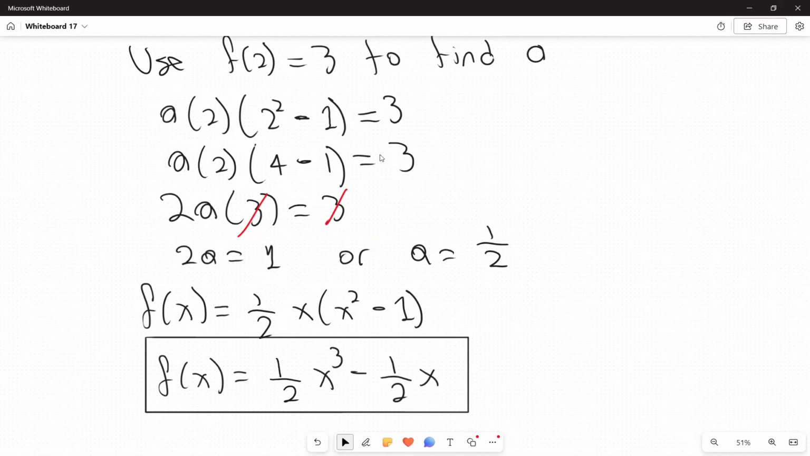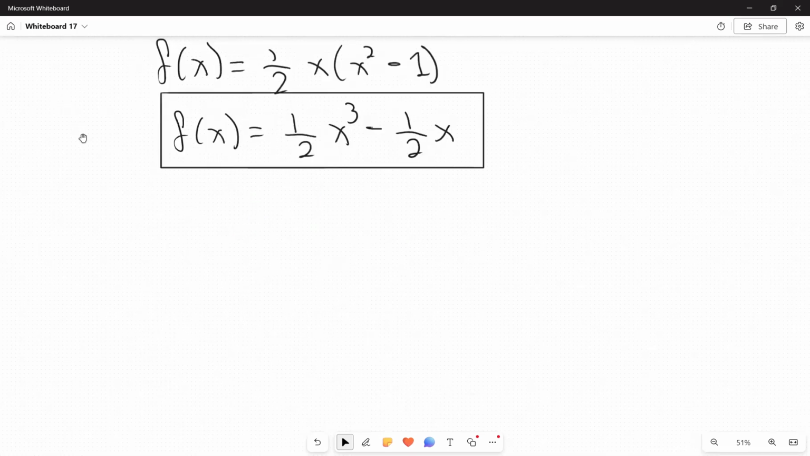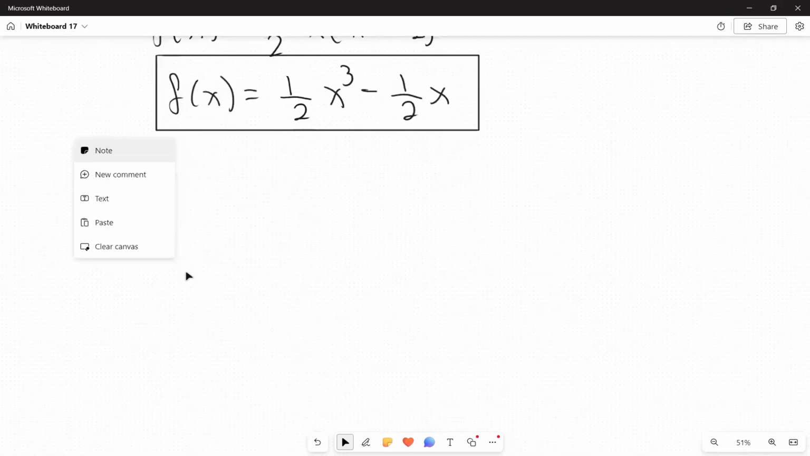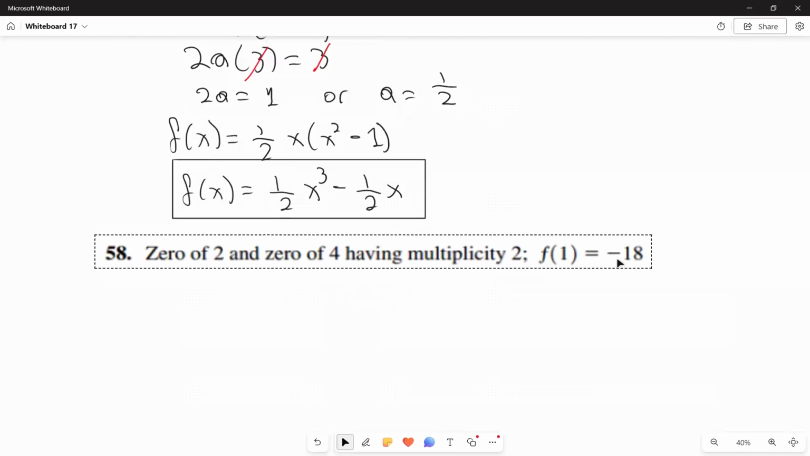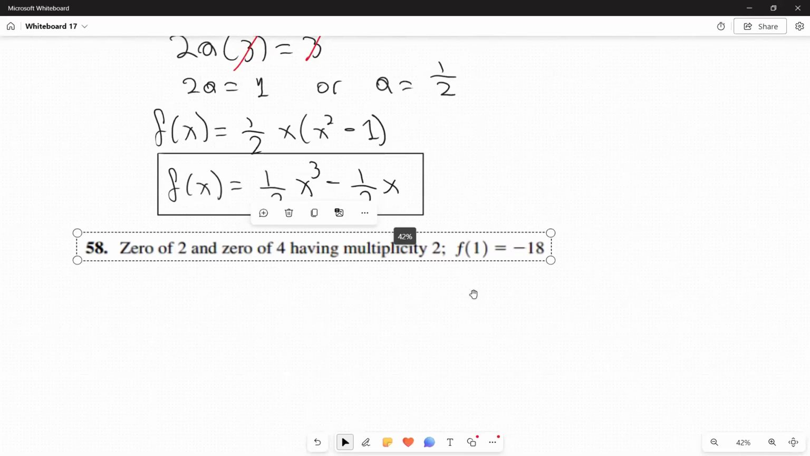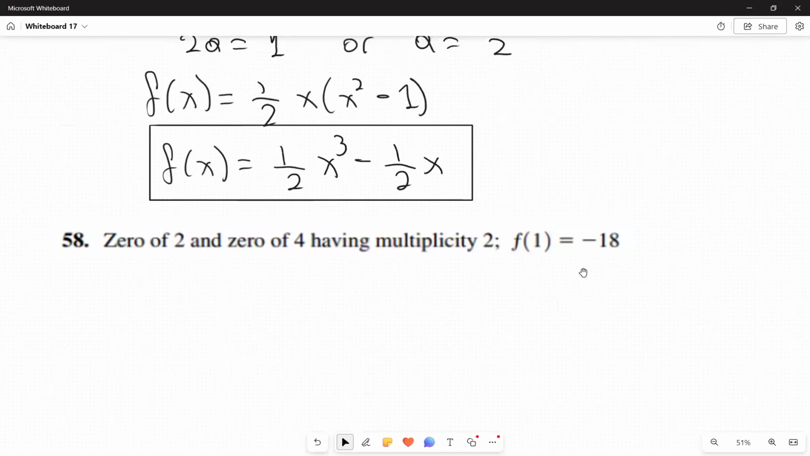I'll do a similar example. That's number 58. Same question. We're going to find a polynomial function of third degree having real coefficients that satisfy the given conditions. That's a polynomial with a zero of 2 and a zero of 4 having multiplicity 2 with the condition that f of 1 equals -18.